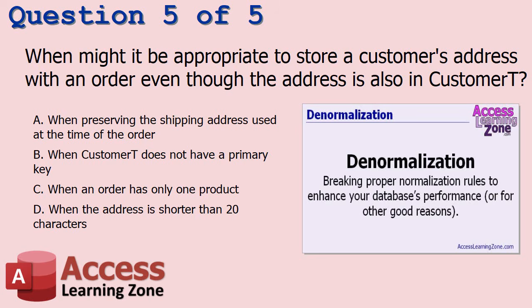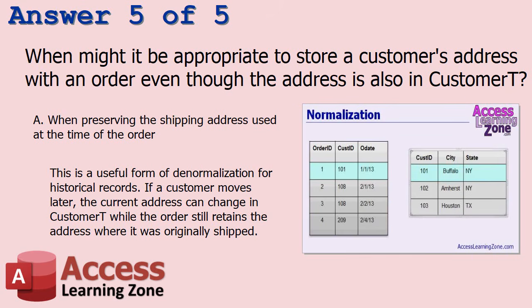And question 5, when might it be appropriate to store a customer's address with an order, even though the address is also in the customer T? When preserving the shipping address used at the time of the order, when customer T does not have a primary key, when an order has only one product, or when the address is shorter than 20 characters. That's A, when preserving the shipping address used at the time of the order, so you know where it went.